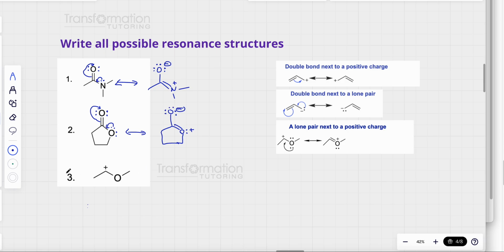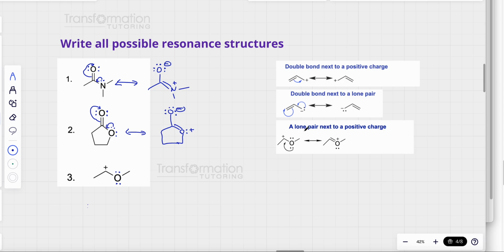And let's go to my problem number 3. Again, for this oxygen, I must show the lone pairs. It has 2 bonds, which means it has 4 electrons, and that means 4 electrons were not shown, and I'm showing them here. What kind of pattern do I have here? Notice I don't have a lone pair next to a double bond, so that can be it. I also don't have double bond next to a positive charge, because there's no double bond here.